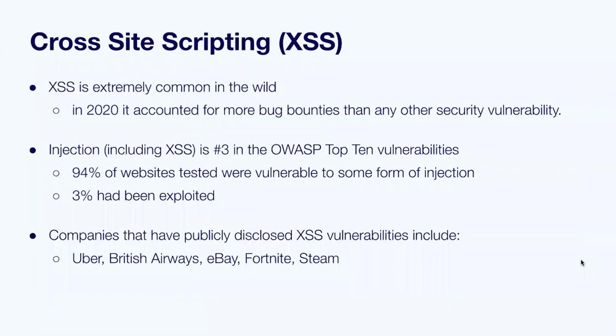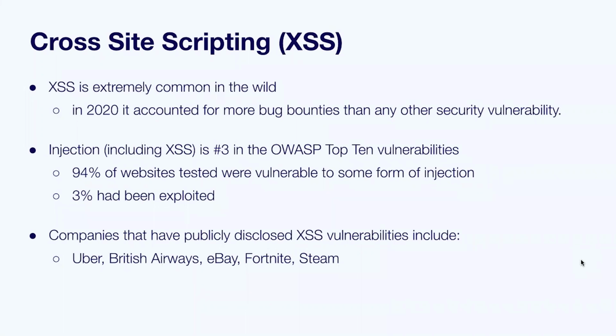Cross-site scripting is extremely common in the wild. In 2020, it accounted for more bug bounties than any other security vulnerability. It comes under injection on the OWASP top 10 vulnerabilities, and injection is currently number 3 in that list. So again, it's very high profile and high priority.